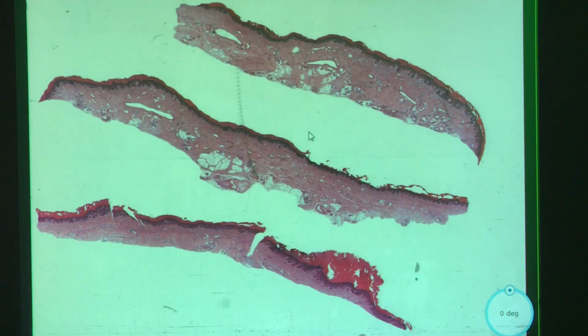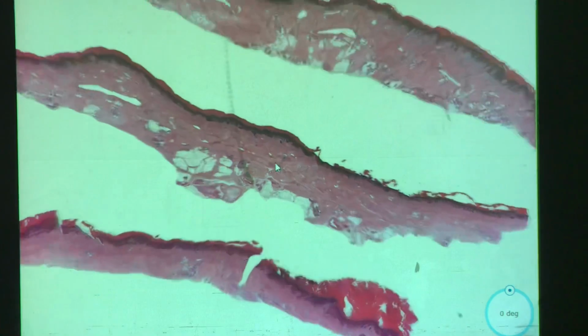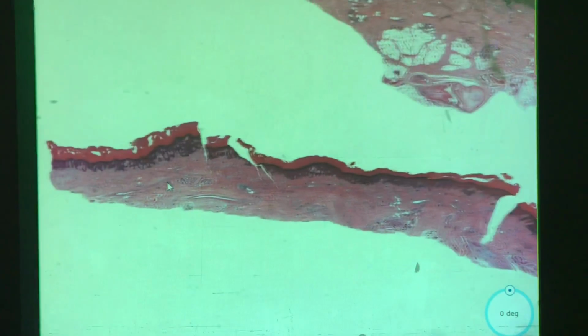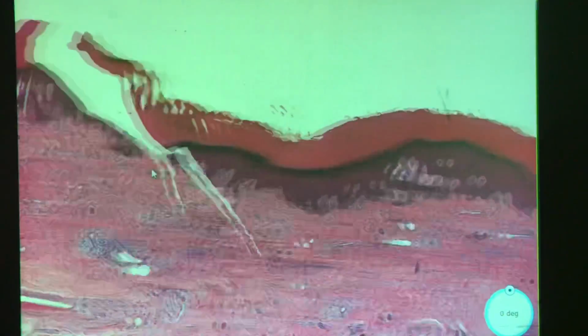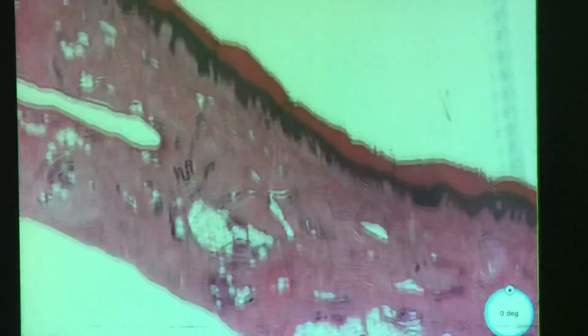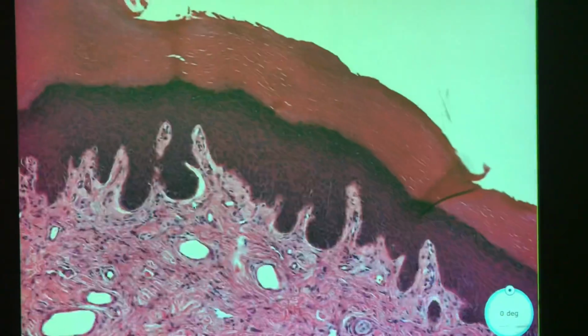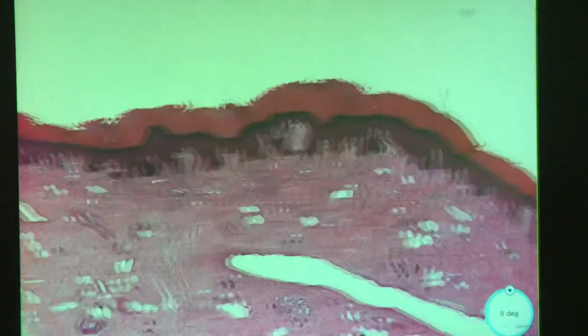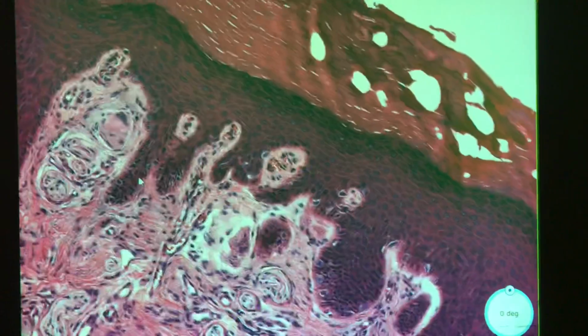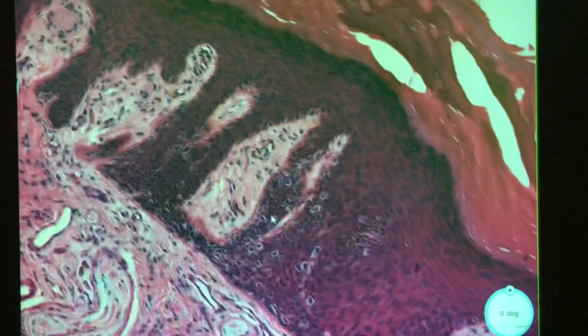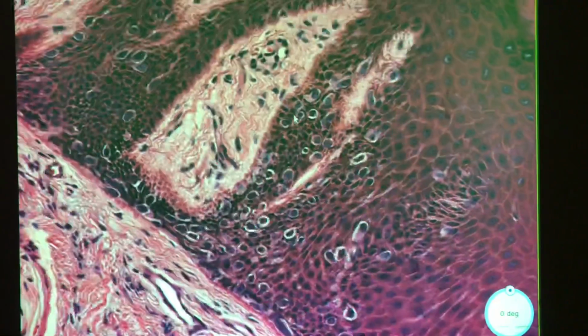This is case 11. More skin. Has a thicker, more dense dermis. Melanocytes. They're very ugly looking. They are.